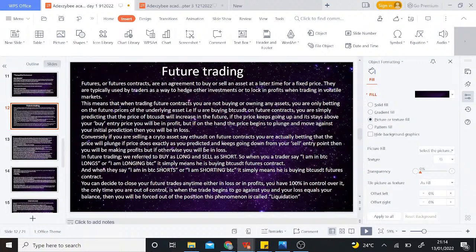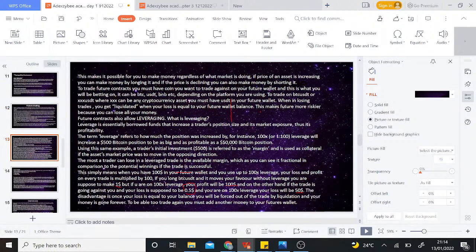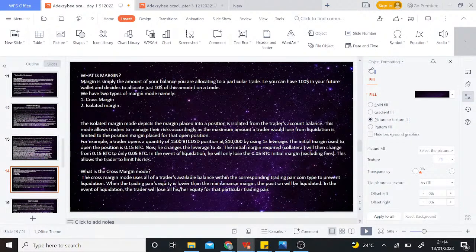But if you say short, that means you are selling the coin, and if the price is going your way, you'll be seeing profit. That means the price is falling as you predicted. But if it begins to go the other way, you start losing. So this is just the full explanation I've done there.